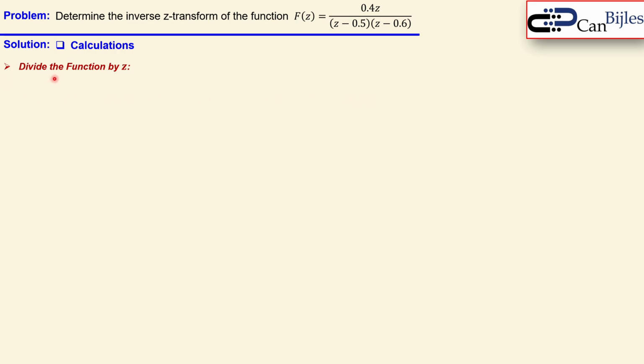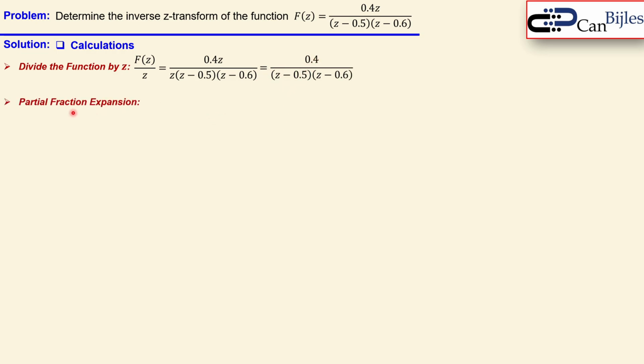First, we start with dividing our function by z. So you divide the complete function by z, which means you put a z in the denominator here. Now, since we already have a z in the numerator, they will cancel each other out. So we have this expression. Now we will use this expression in the next step using the partial fraction expansion.